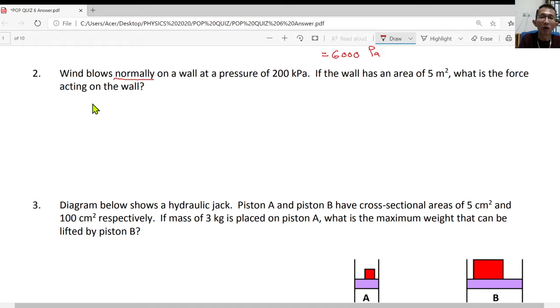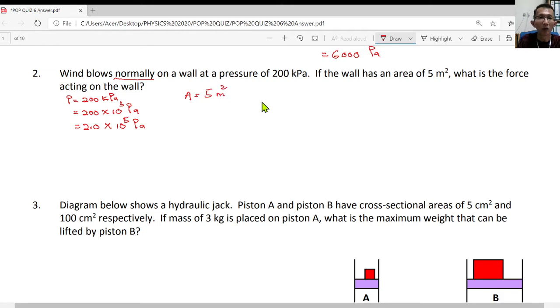Alright, so from the question we are given pressure. Pressure is 200 kilo Pascal. So that would be 200, and kilo is 10 to the power of 3 Pascal. So we have 2.0 times 10 to the power of 5 Pascal, correct? Now the area given in the question is 5 square meter.